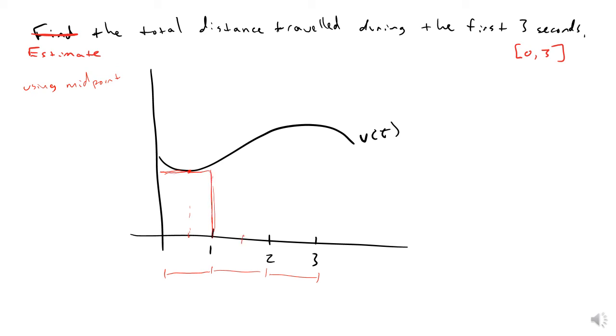From 1 to 2, find the midpoint, so that'd be 1.5. See where that hits the graph, and use that as the height of your rectangle over this second interval from 1 to 2. So then draw your rectangle over this interval, and there's your rectangle for the second interval. For the third interval from 2 to 3, the midpoint would be at 2.5. Use that to find the height of your rectangle, and then draw your rectangle over that interval.